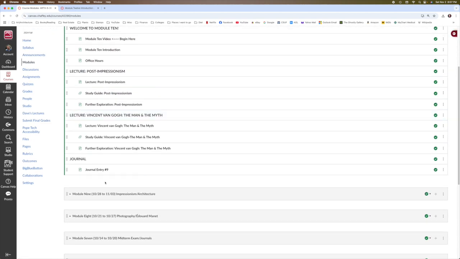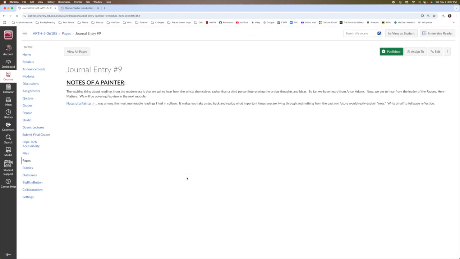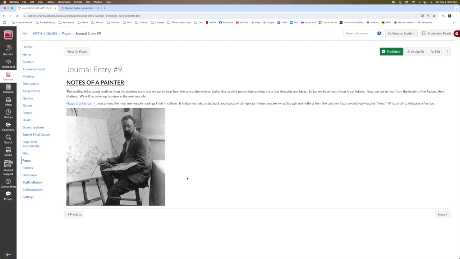After that, we just have the one journal entry. Journal deals with something we're going to be talking about next week, which is Fauvism. And the picture there is of Henri Matisse. He is the leader of the Fauvist movement.